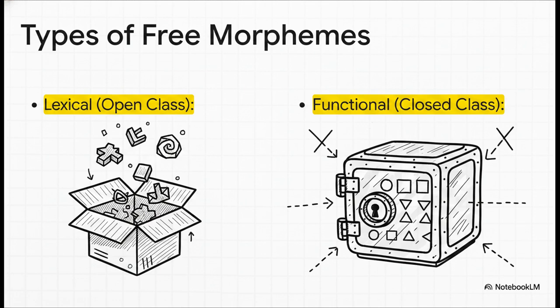On the other side, you've got functional morphemes. This is the grammatical glue of our language. Prepositions, articles, pronouns like and, but, or she, and this is a closed class because we pretty much never add new words to this category.